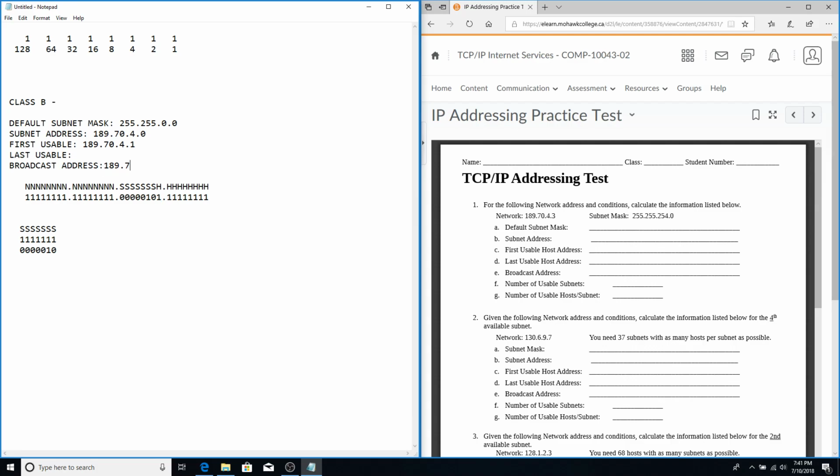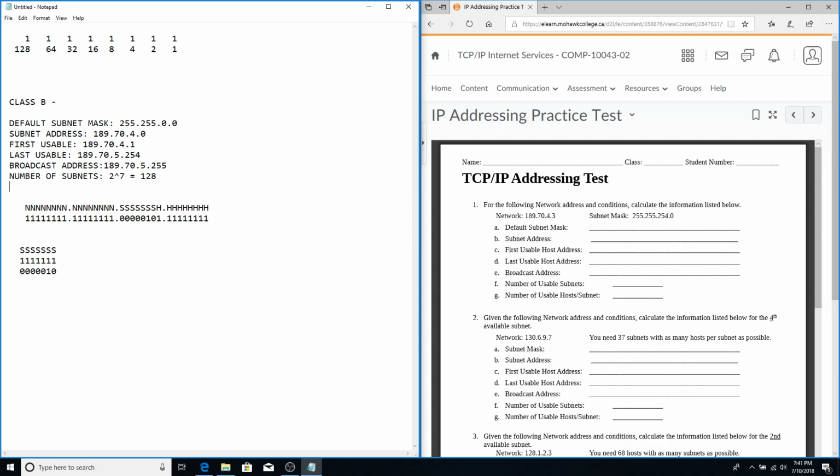So we're going to have 189.70.5, and then all these ones equal 255. And now we can find the last usable, which is 189.70.5.254, because we're just subtracting 1 from the broadcast address. And if it was 255, that means this guy's 254. And that's it. Now you can figure out the number of subnets, and that's pretty easy. We determined that there was 7 of them. So we're going to say 2 to the power of 7, and that tells us it's 128. So that's cool.